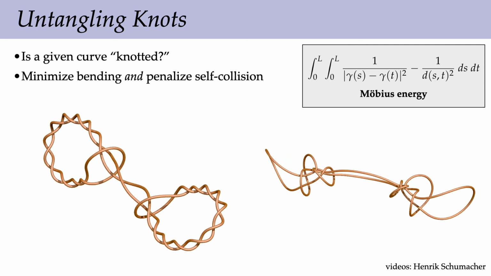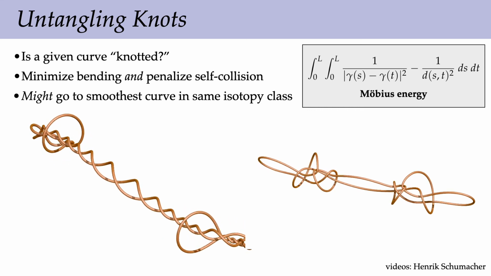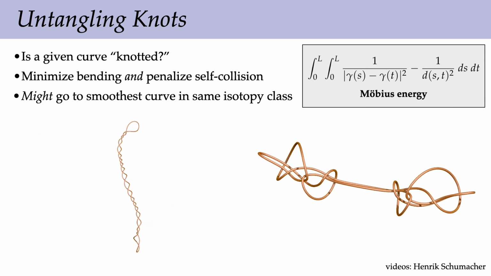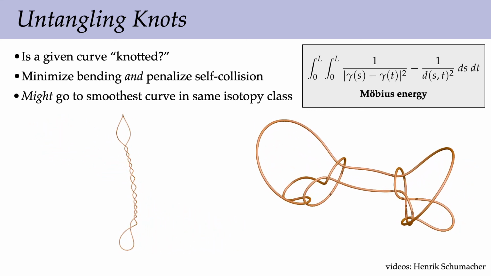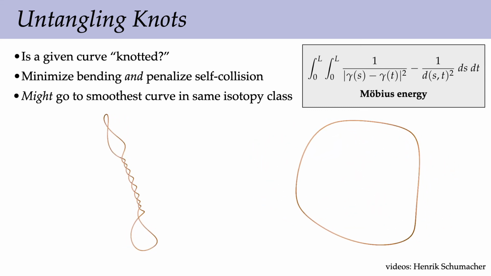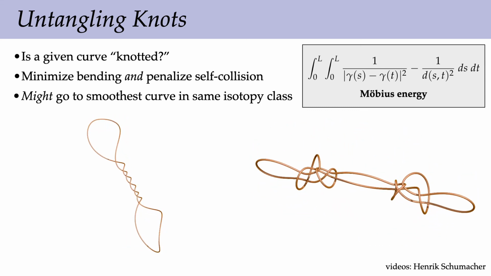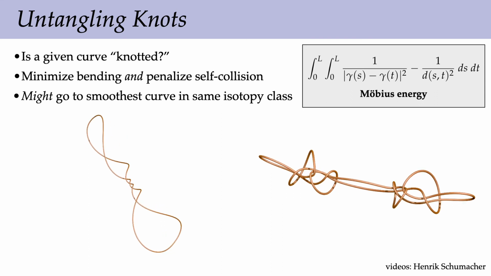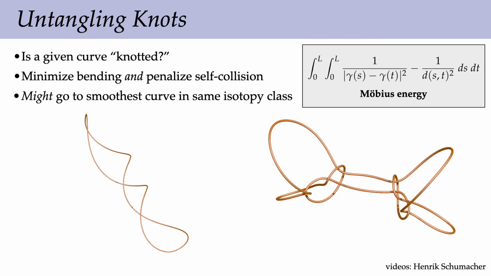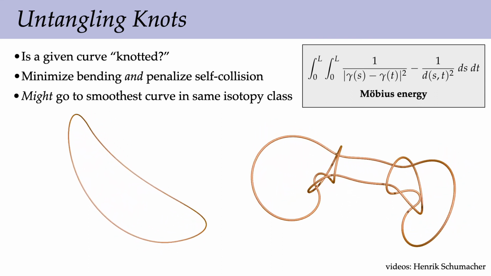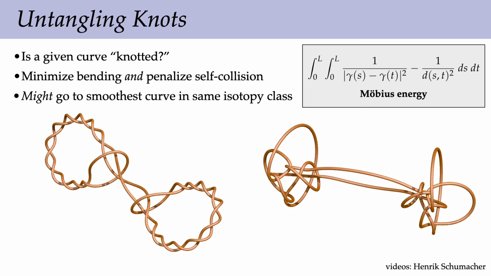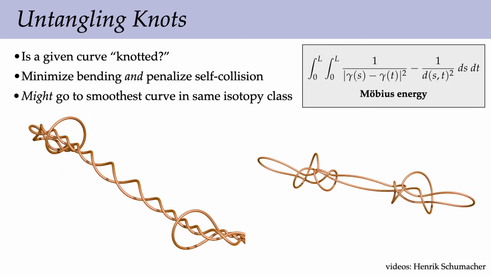Now, just to be clear, this curve is not guaranteed to go to the smoothest curve, right? We might try to untangle it with this energy, but it might still get stuck in some local minimum of this energy. So it's not providing any kind of proof, right? But it gives us some concrete way to try to untangle curves. We can then take this kind of energy and run with it.